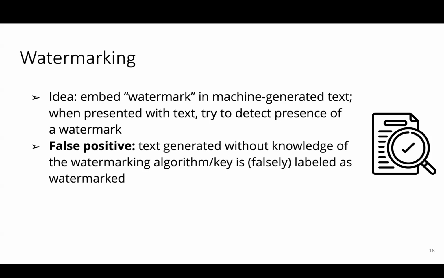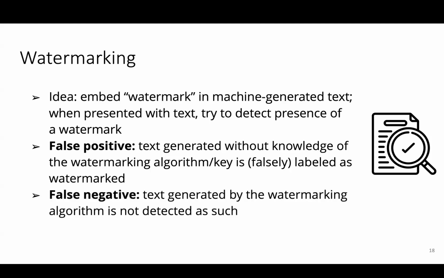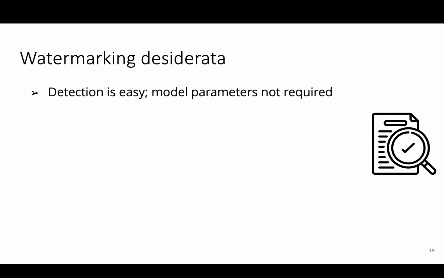We want to avoid false positives. So text that was generated without being watermarked should not be detected as being watermarked. We also want to avoid false negatives. So we don't want to be in a situation where we generated a text with a watermark, but then it is later not identified as such. So these are some natural properties that one would expect, but there are other context-specific properties that are going to be relevant here.